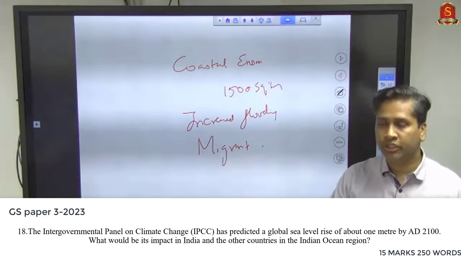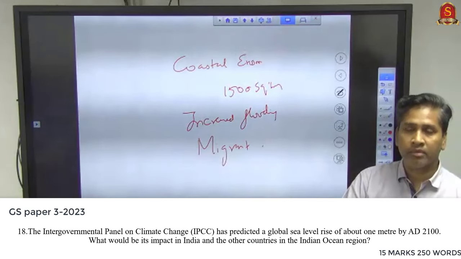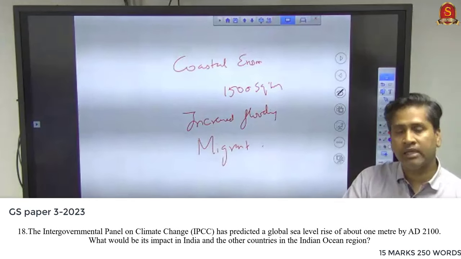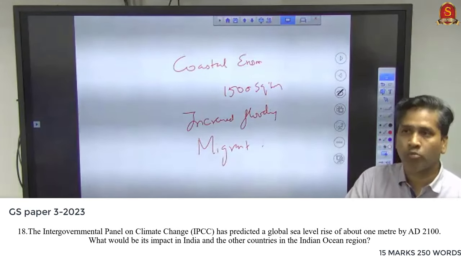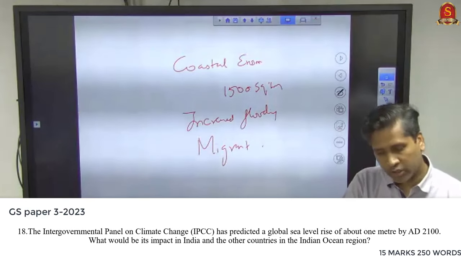So always in climate change, we call it winners and losers. So some will be winners. You can see sometimes harmful algae blooms or harmful plankton may increase, or bioluminescent plankton increase, and the natural plankton may decline. So these are the impacts you can find.